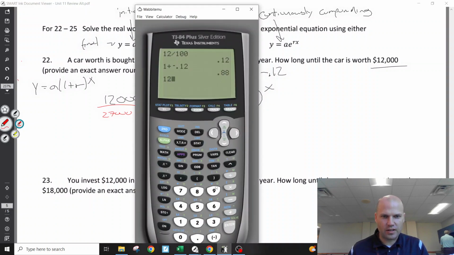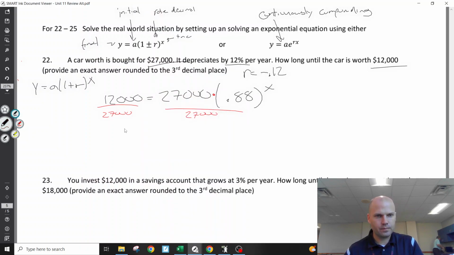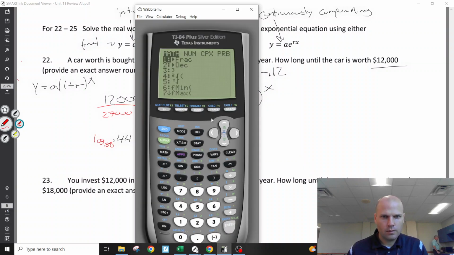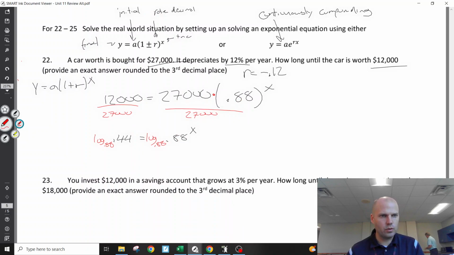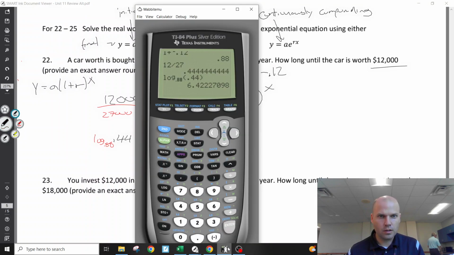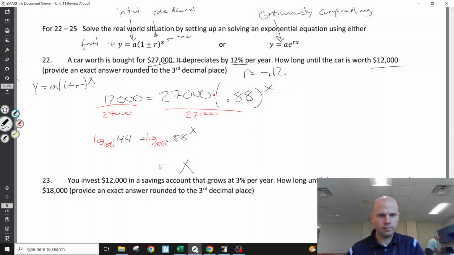12,000 divided by 27,000 is going to be the same as 12 divided by 27. It's 0.444. I need to get rid of the 0.88, so I will do a log base 0.88. Six point 422 years. This goes away, x stays, boom.